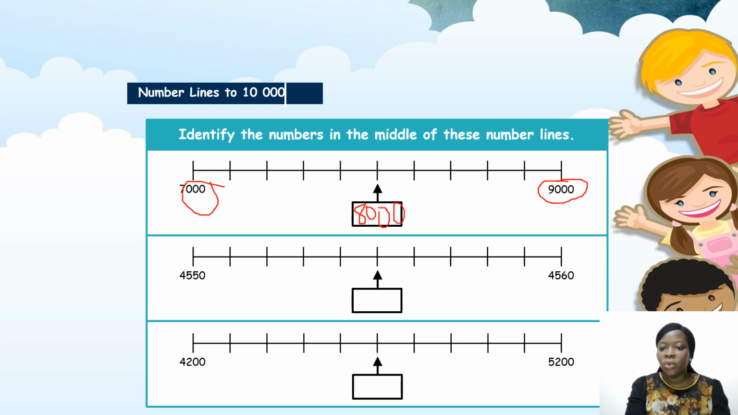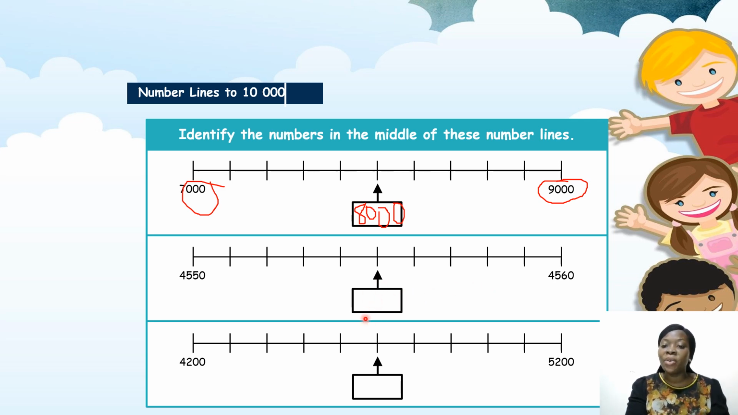4,550 and 4,560. I think probably we are counting in ones here from 50 to 60. Let's see. 4,550, 4,551, 4,552, 53, 54, 55, 56, 57, 58, 59, 4,560. Yes, we keep counting in ones.